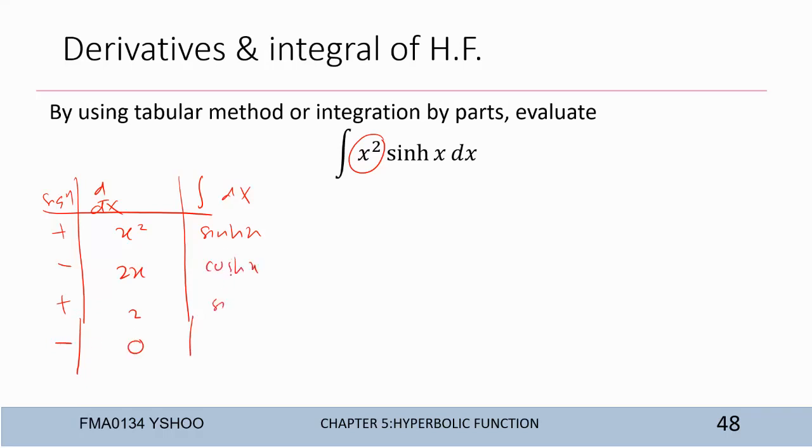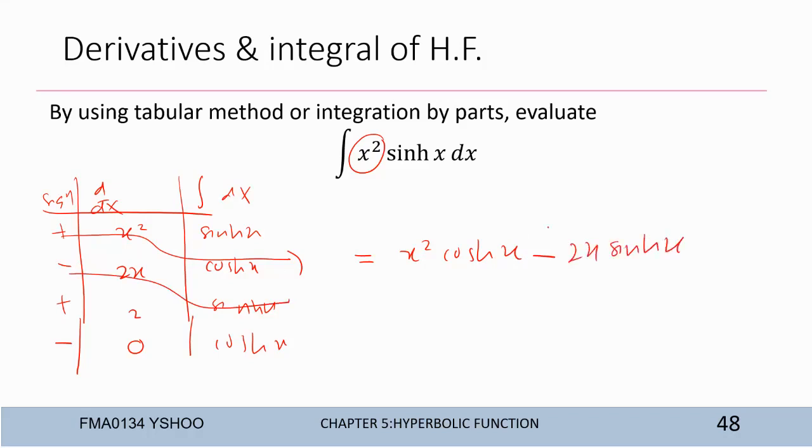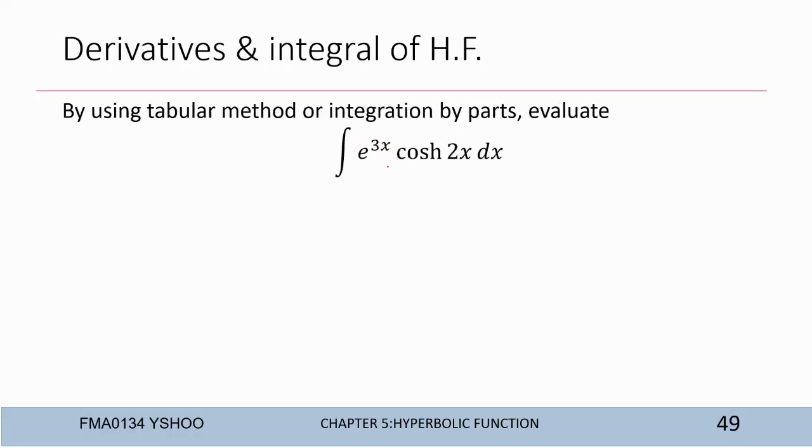Sine, cos, sine, cos. So follow the arrows. Your answer will become x squared cos x, then multiply, so minus 2x sine x, and the last one is plus 2 cos x plus c. For integration by parts, we will discuss it during the class.